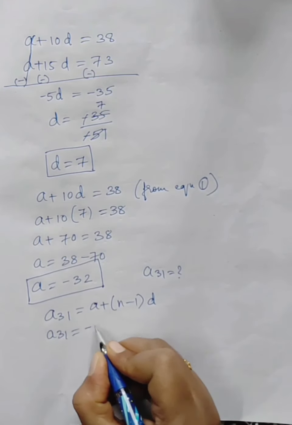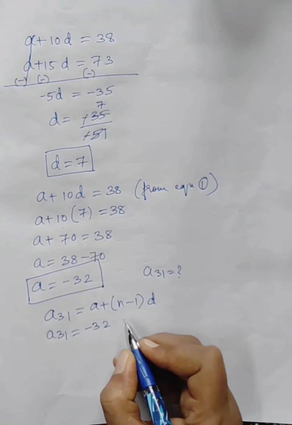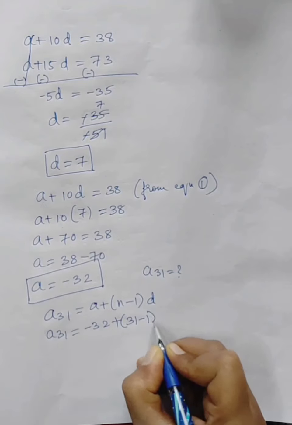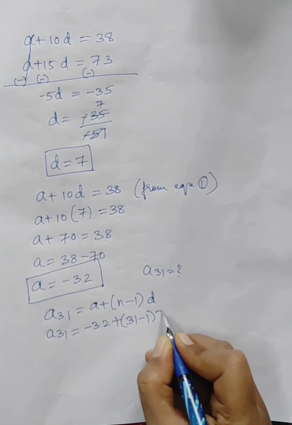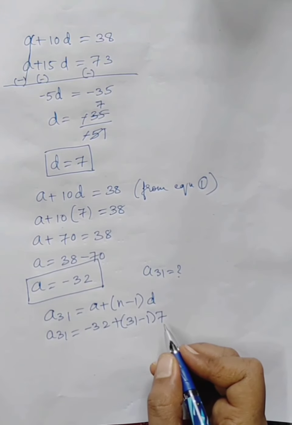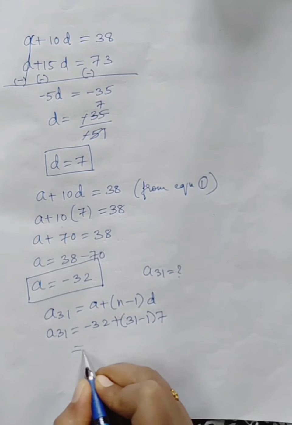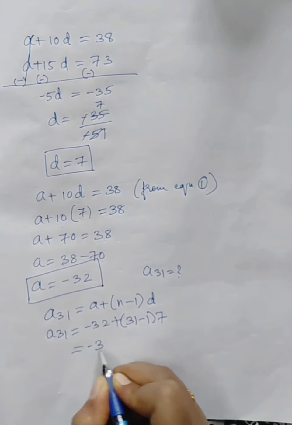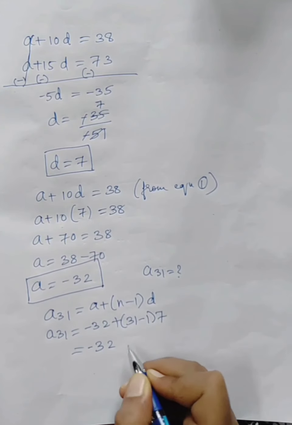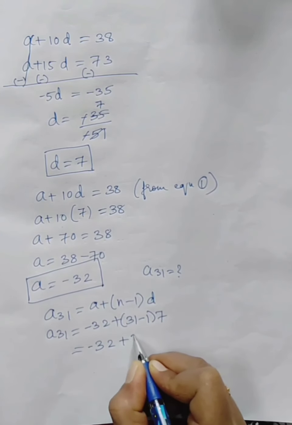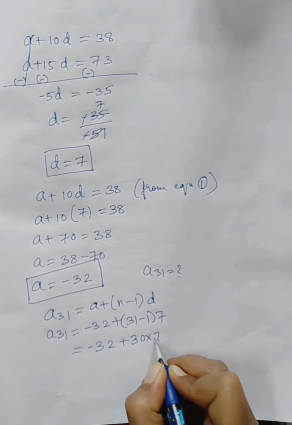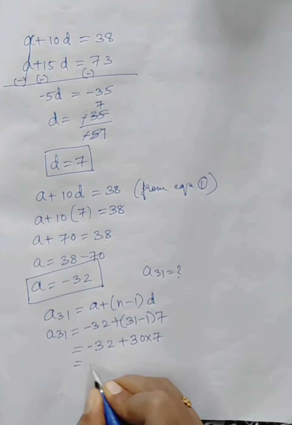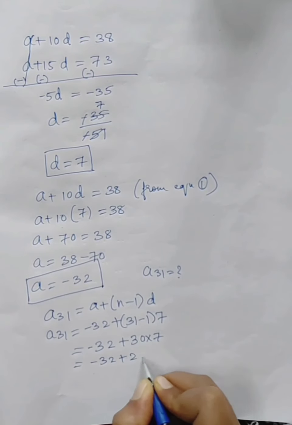So A31 is equal to, what is the first term now? We have got minus 32, plus n is how much? 31 minus 1, and D is how much? 7. So minus 32, plus 31 minus 1 is 30, so 30 into 7. 30 times 7 is how much? 210. So minus 32 plus 210.